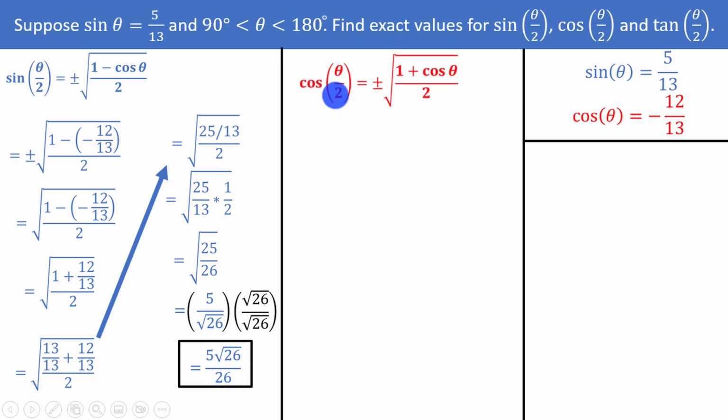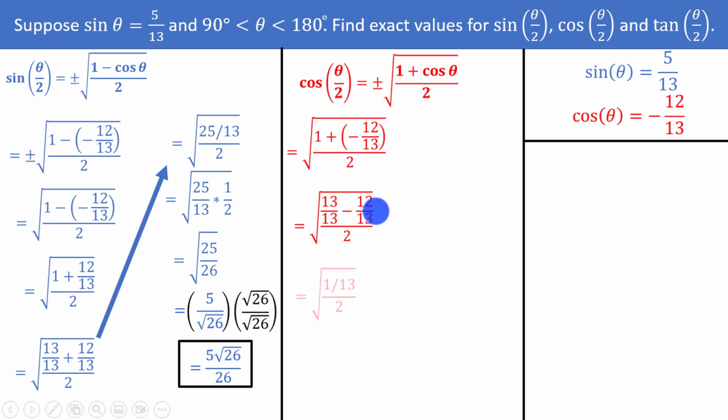Let's try cosine of theta over 2. Cosine of theta is equal to negative 12 over 13, so we have the square root of 1 plus negative 12 over 13 divided by 2. I've dropped the negative square root since we know that theta over 2 is in quadrant 1, so cosine will be positive. This becomes 13 over 13 minus 12 over 13 if we get a common denominator on the terms in the numerator. 13 minus 12 is just 1, so we have 1 over 13 divided by 2.